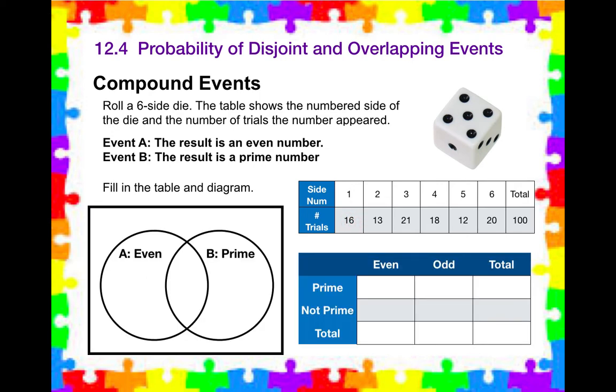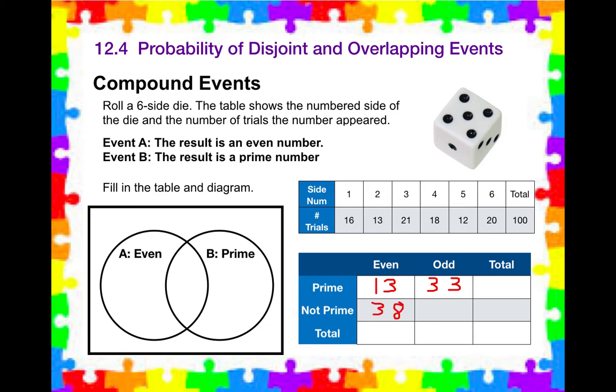So let's fill in the table and the diagram according to what we just found out. So even and prime, well, there's only one number that's a 2, so there's 13 of those that happen. Odd and prime, well, there's 3 and there's 5, and when we add those together we get 33. So that's the number of odd primes that we get. Not prime and even, that's 4 and 6. That's going to be 38, so we put in 38.